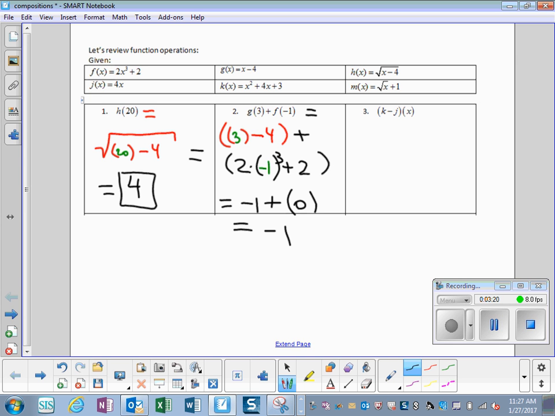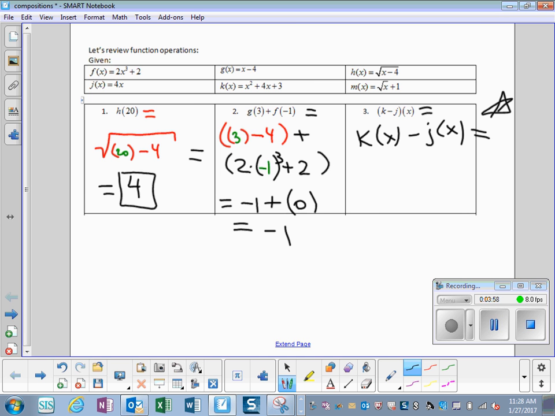Okay. Example number 3, almost the same as example number 2, except the notation is a little bit different. You will have this kind of notation. But you see how I have k minus j here of x. This is exactly the same, just different notation for k of x minus j of x. What I need to do is take two functions and do subtraction in between. So in number 3 it's written in a new way.